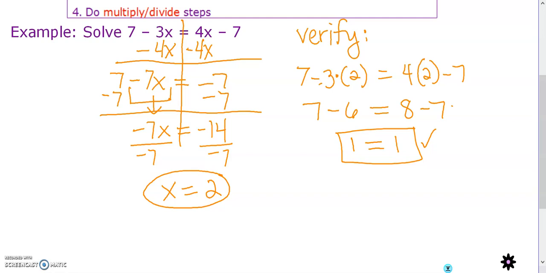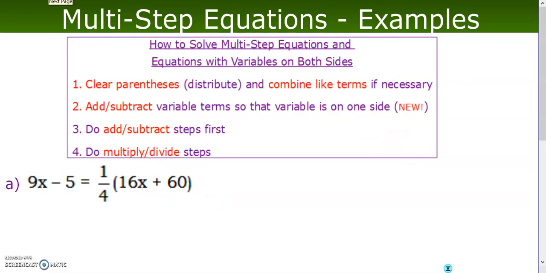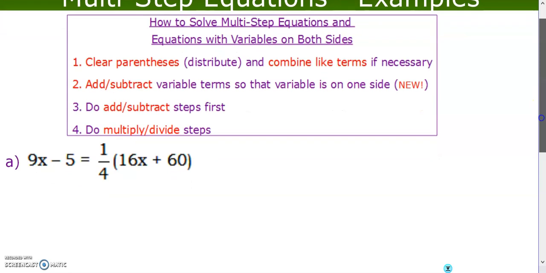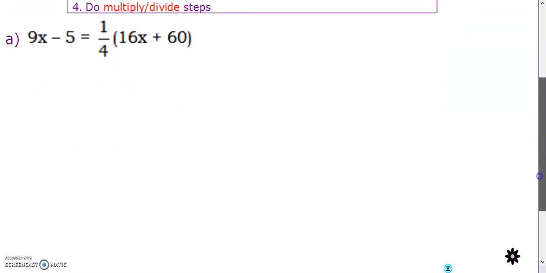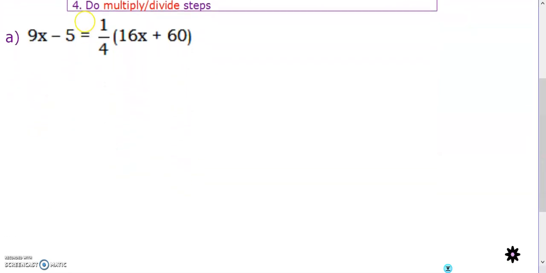Let's take a look at a second one. Whoa, this looks crazy. There's a lot of steps here, but you know what? We're going to take it one step at a time. So I'm going to draw my line down, my equal sign. And I'm going to go ahead and look at the left side.